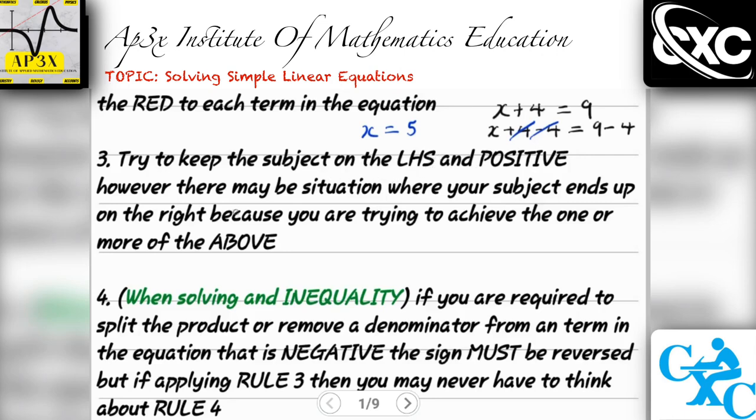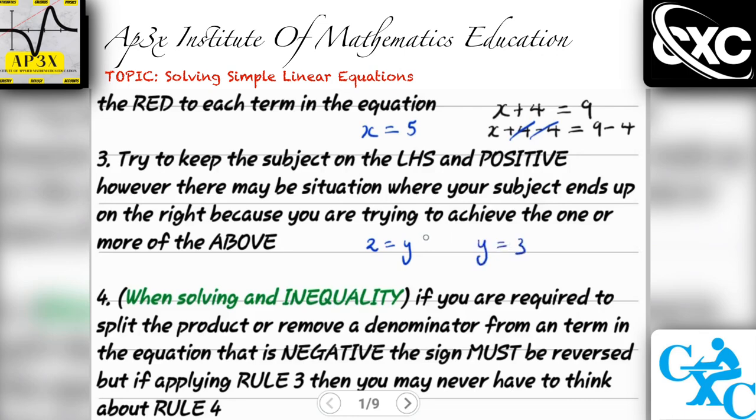Now there may be situations where your subject ends up on the right hand side because you're trying to achieve one or more of the rules mentioned in 1 and 2. So sometimes you're going to find that the subject ends up on the right side, such as 2 is equal to y, and there are other, more familiar situations where you end up with something like y is equal to 3.